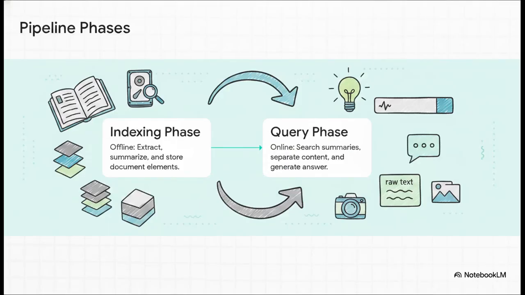So the really crucial thing to understand here is that this pipeline operates in two totally distinct phases. Step 1 is the indexing phase. This happens completely offline just one time per document. You extract the data, summarize it, and store it. Then step 2 is the query phase. This happens online, in real time, every single time a user asks a question. The system searches the summaries, pulls out the raw text and images, and generates the answer on the fly.